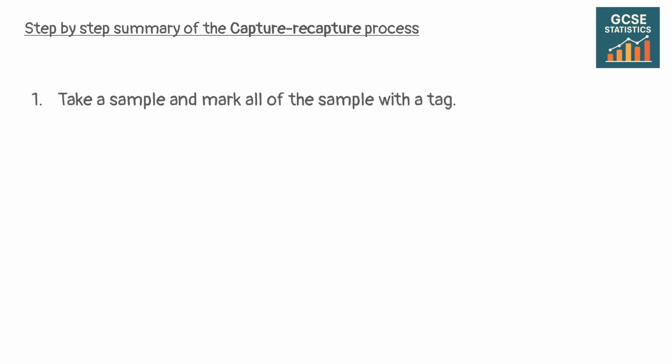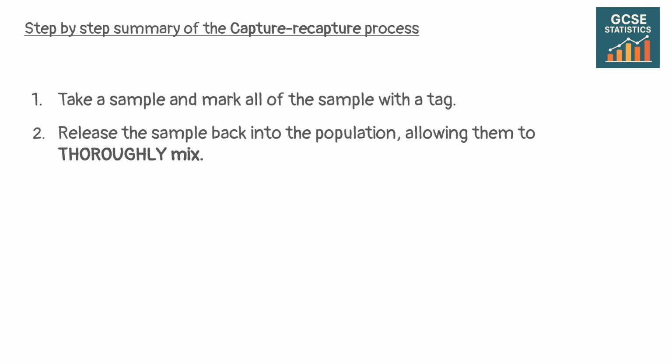The next thing we'll do is summarize the process of the capture-recapture method. This is particularly useful if you need to copy some notes down. To summarize, we need to firstly take a sample and then mark them. You can then release the fish or the sample back into the population, and the point I should have mentioned earlier, make sure that they mix in thoroughly with the population. This is key to the method's integrity.